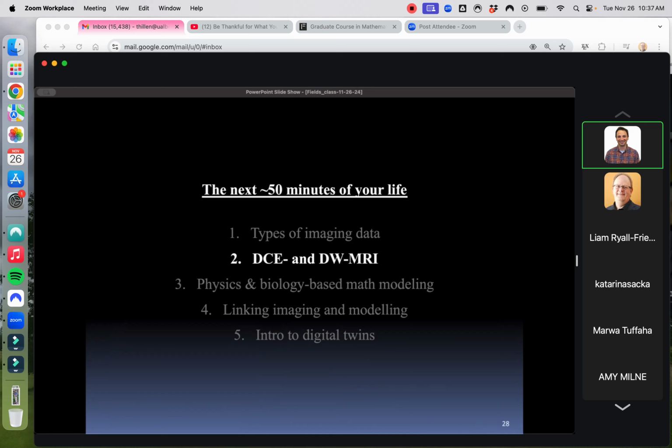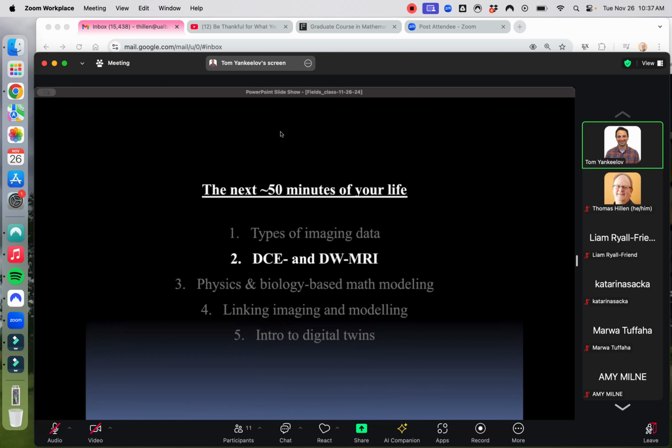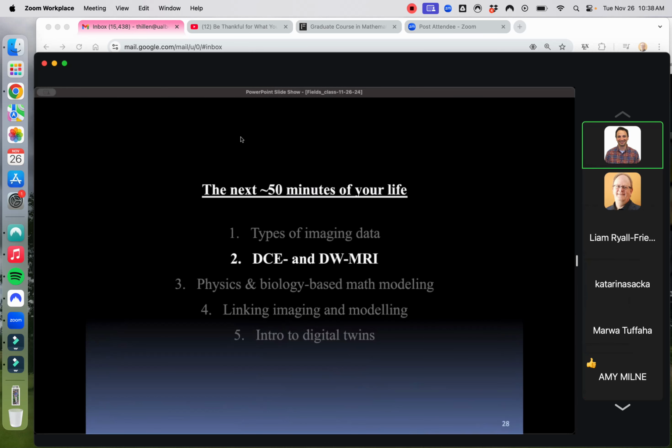So to give you the sense of how to use patient specific imaging data to drive these mathematical models. So are you guys still tracking with me? Can I get a thumbs up or something indicating something? Okay, I see. Thank you, Amy. All right, very good. All right, wonderful.